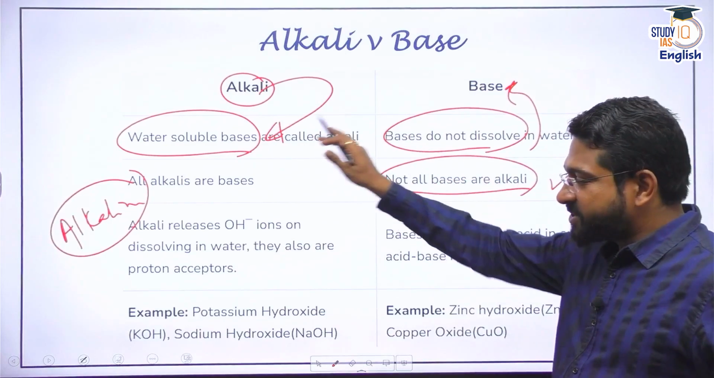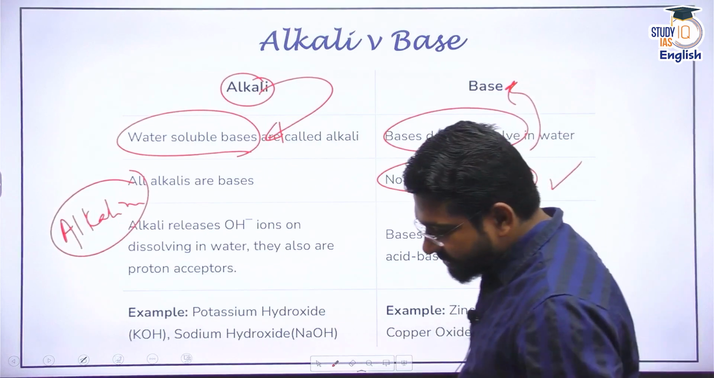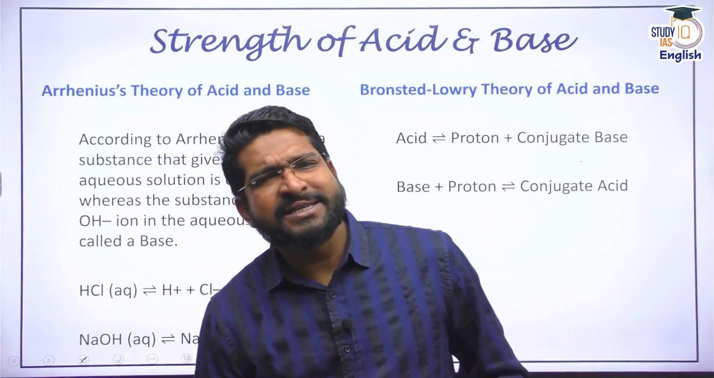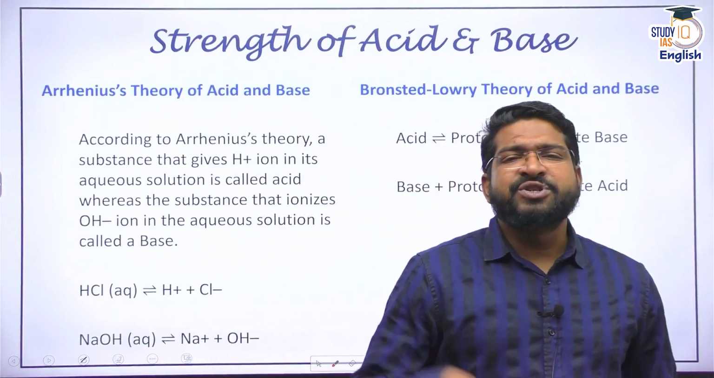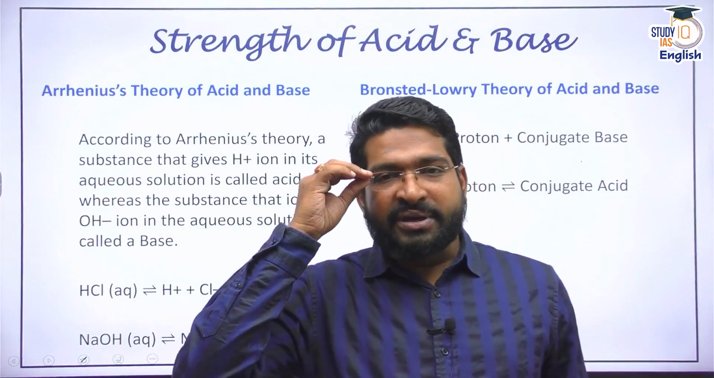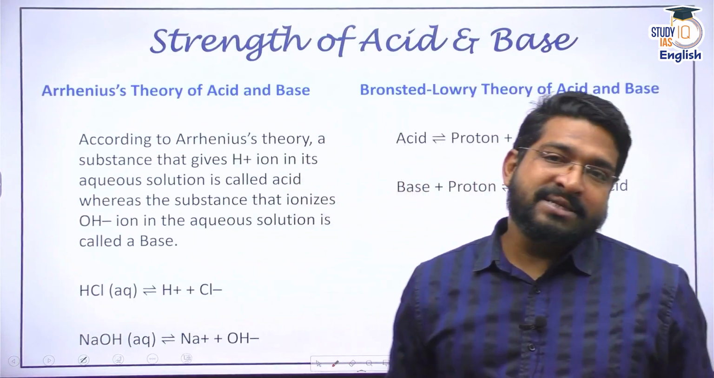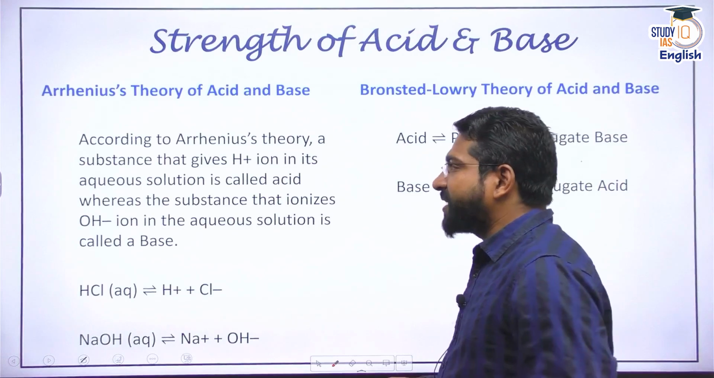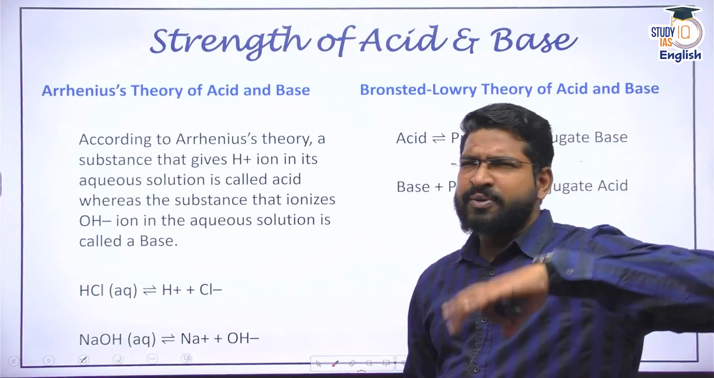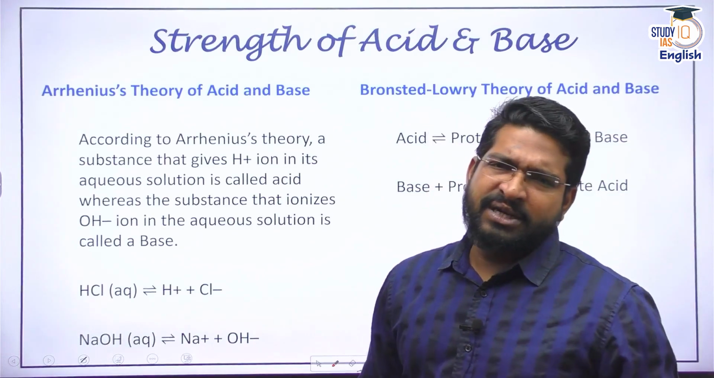That's the basic difference between these two. And I spoke about some theories, age-old theories and modern theories, which explain the idea of acids and bases. As I told you, one of the earliest ideas is the Arrhenius theory of acid and base. Way back, I think 1887, it came up.